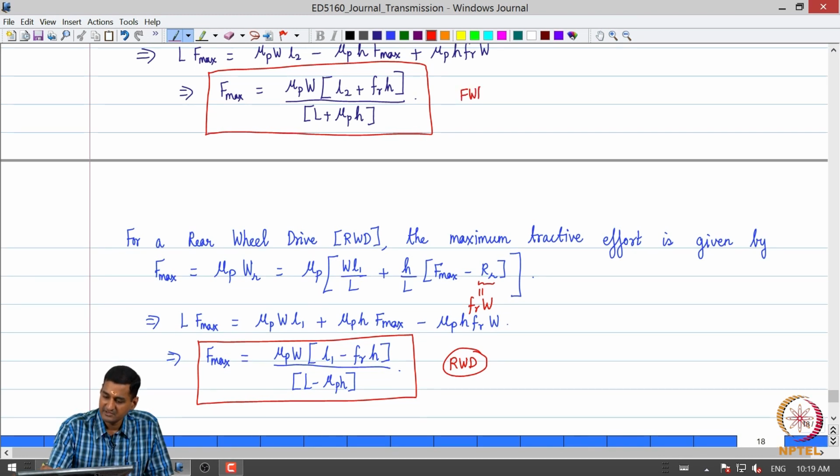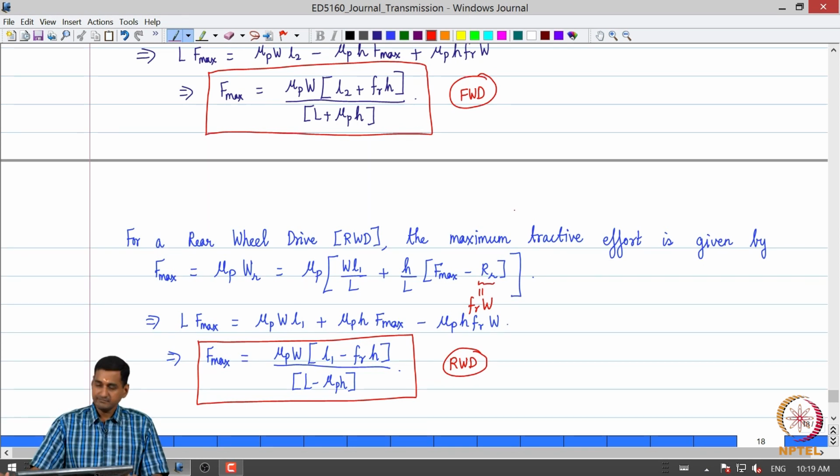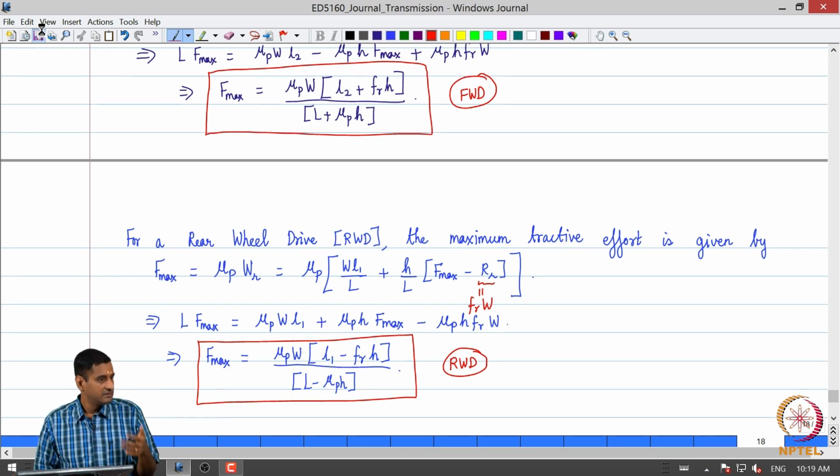This is the maximum tractive force for a front wheel drive. Now we can immediately observe the following. Having obtained the maximum limit of traction possible for a given set of wheels, either the front wheels or the rear wheels, obviously we would want to drive the wheels where the maximum capacity is available. So how do we make a choice between a front wheel drive and a rear wheel drive?